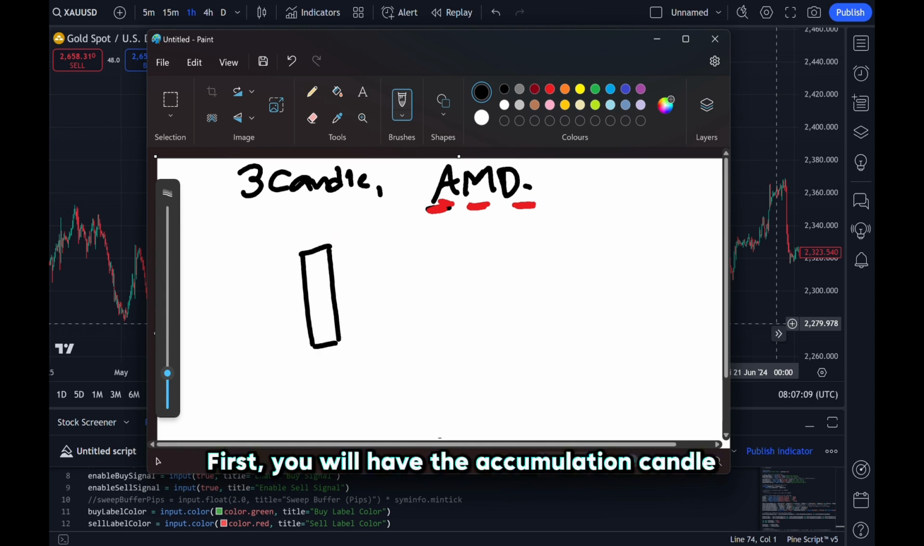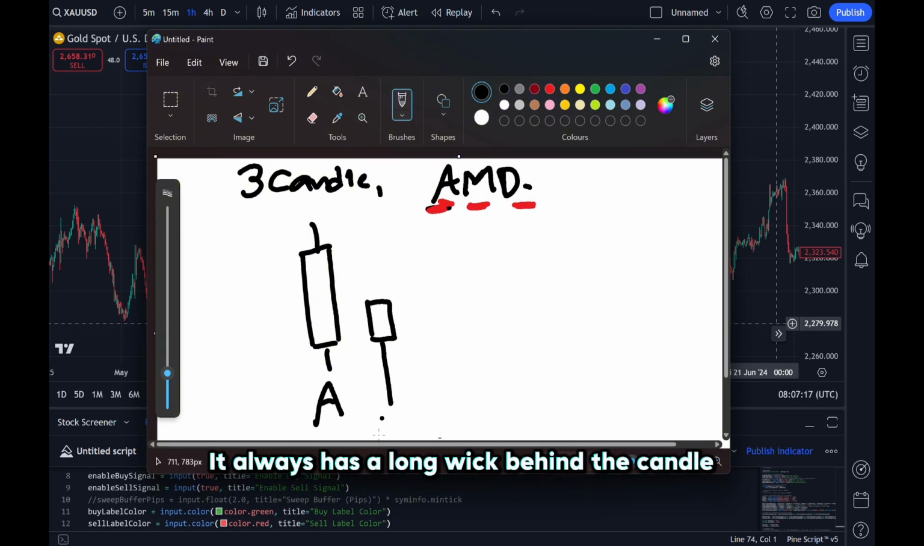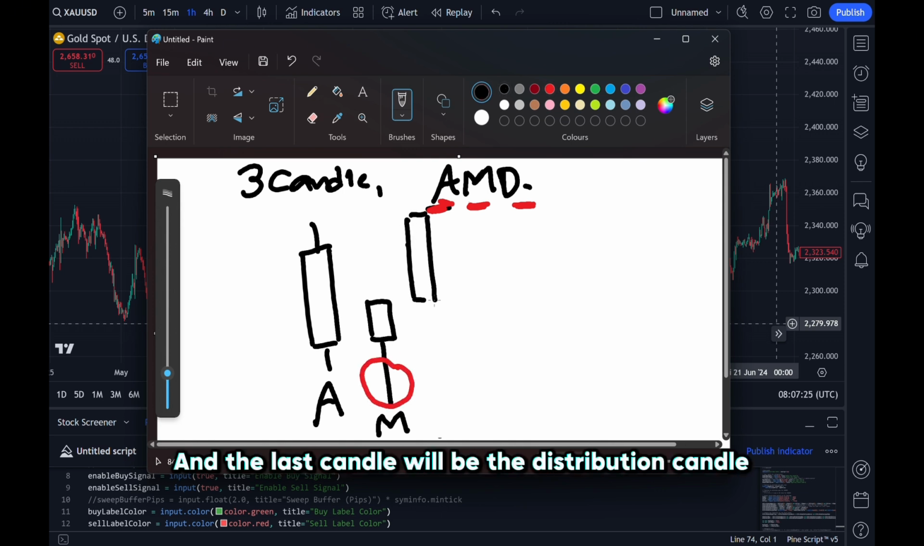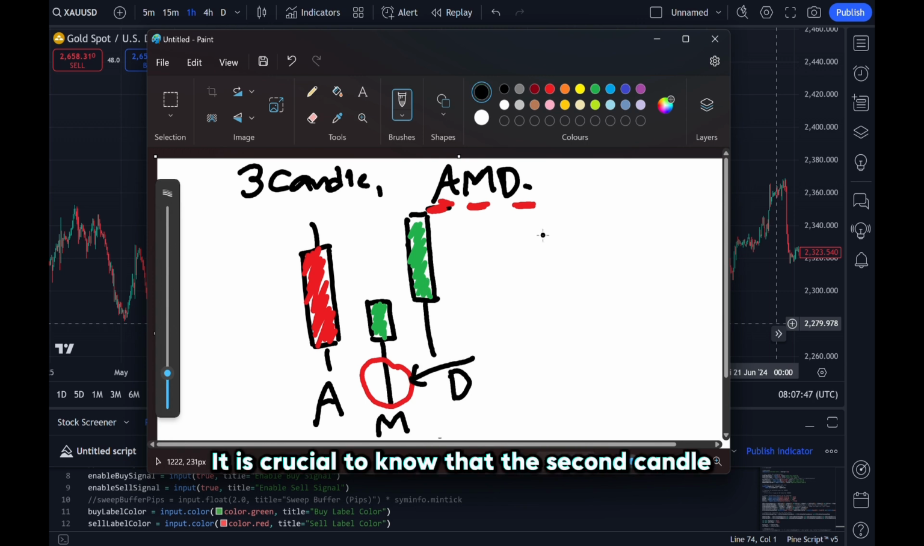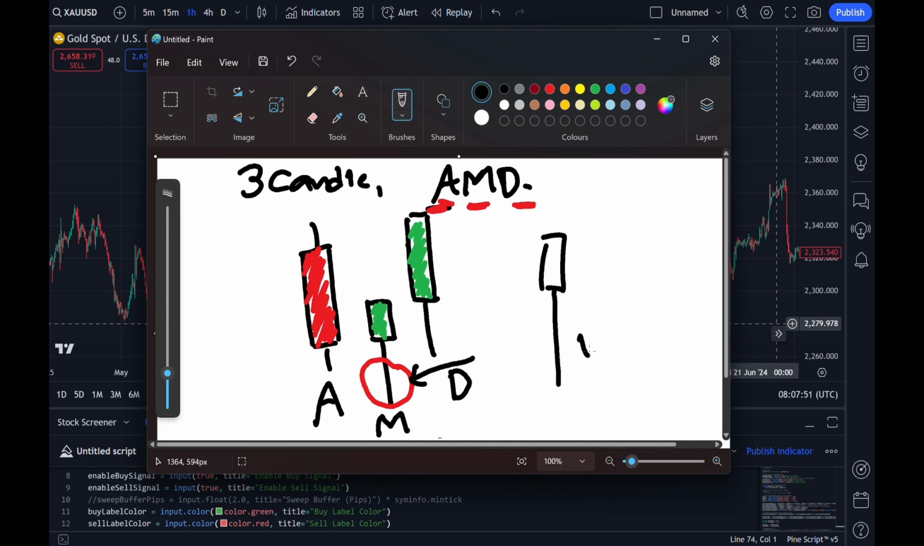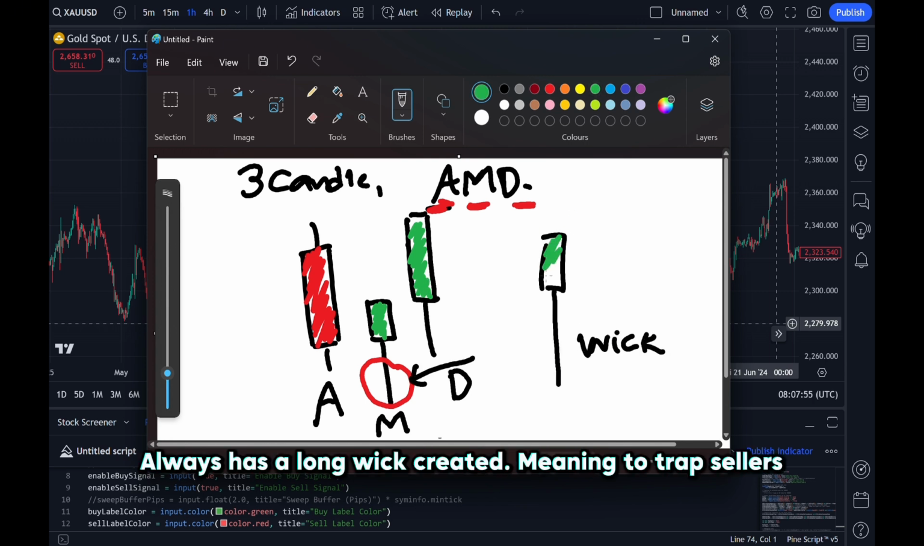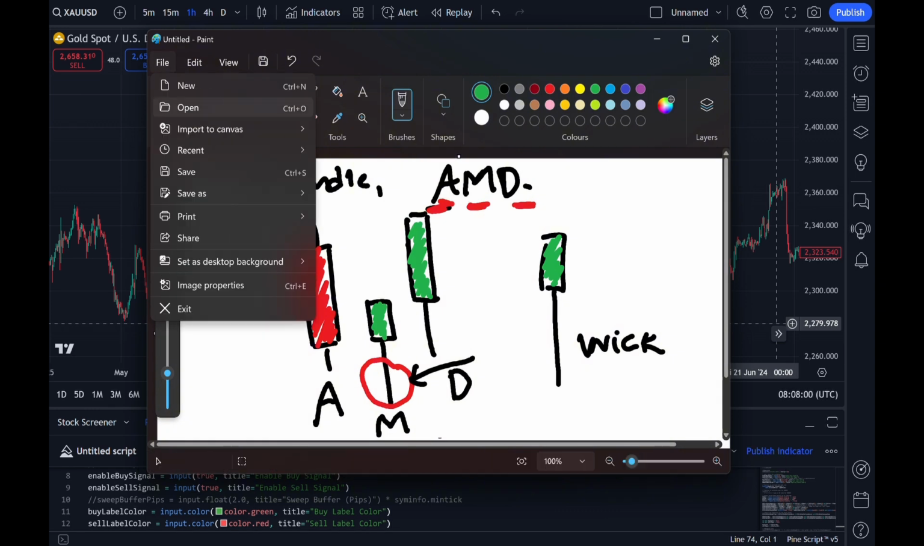First, you will have the accumulation candle. This candle might not show clear direction. And then we have the manipulation candle. It always has a long wick behind the candle. And the last candle will be the distribution candle. And I will color them for visual purposes. So this is bearish, this and this will be bullish. It is crucial to know that the second candle always has a long wick created, meaning to trap sellers.